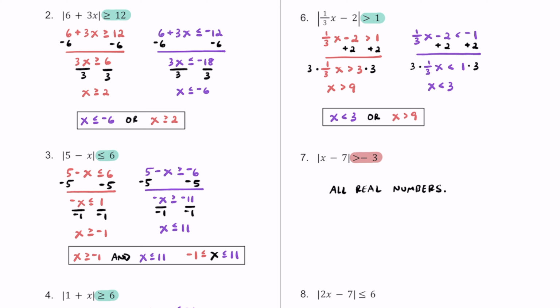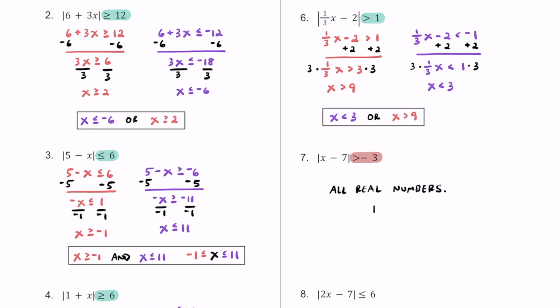And if you're not sure, you can actually just make up any value for x, plug it into this inequality, and you're going to realize that any number you plug in is going to end up spitting out a positive number on the left side or even 0 on the left side, and those numbers, no matter what, will be greater than -3.